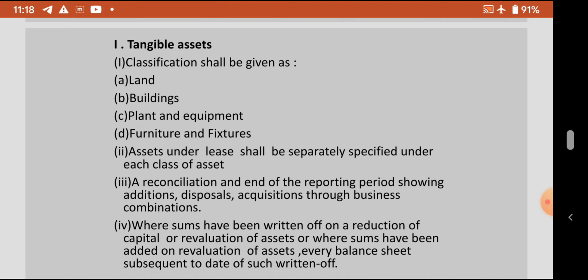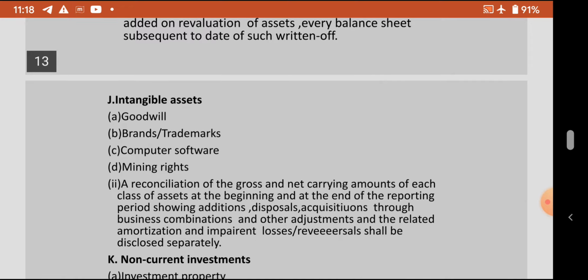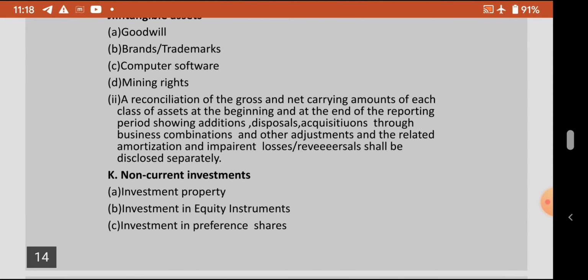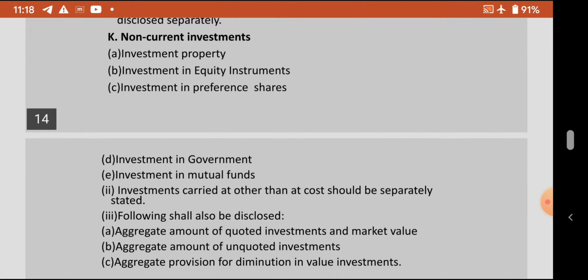Then land, building, plant and equipment, furniture and fixtures. Then we have intangible assets. Intangible assets, as we know, are classified here as goodwill, brand, trademarks, computer software, mining rights, etc. Non-current investments include investments in property, investments in equity instruments, investment in preference shares, investments in government securities, investments in mutual funds, investments carried on other than cost.